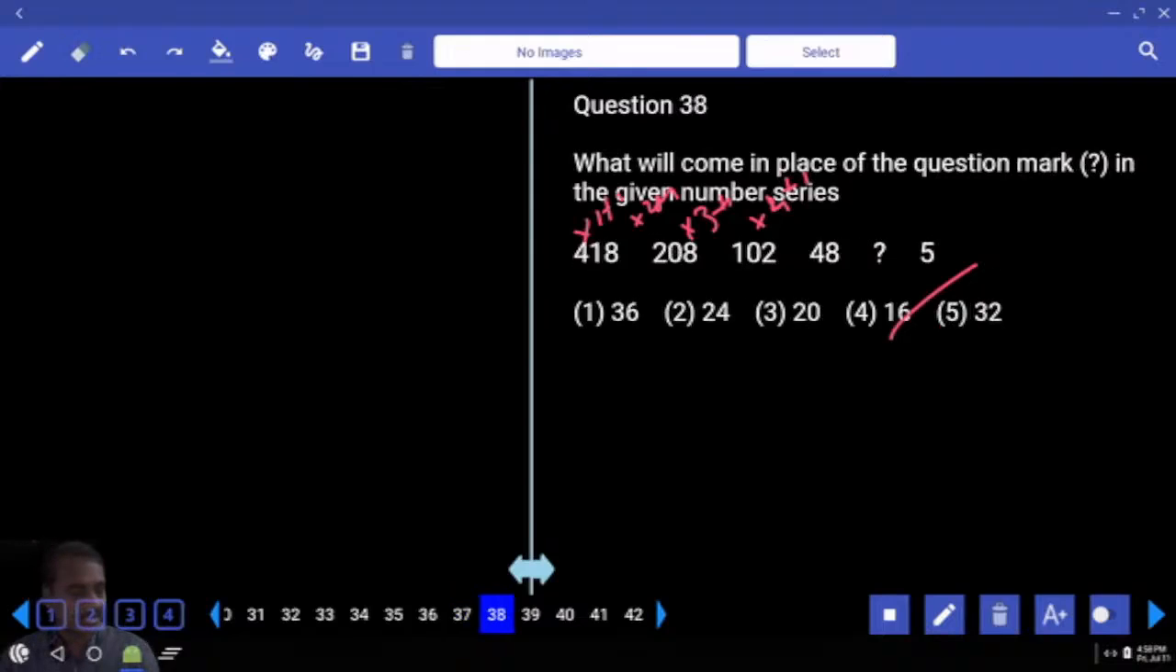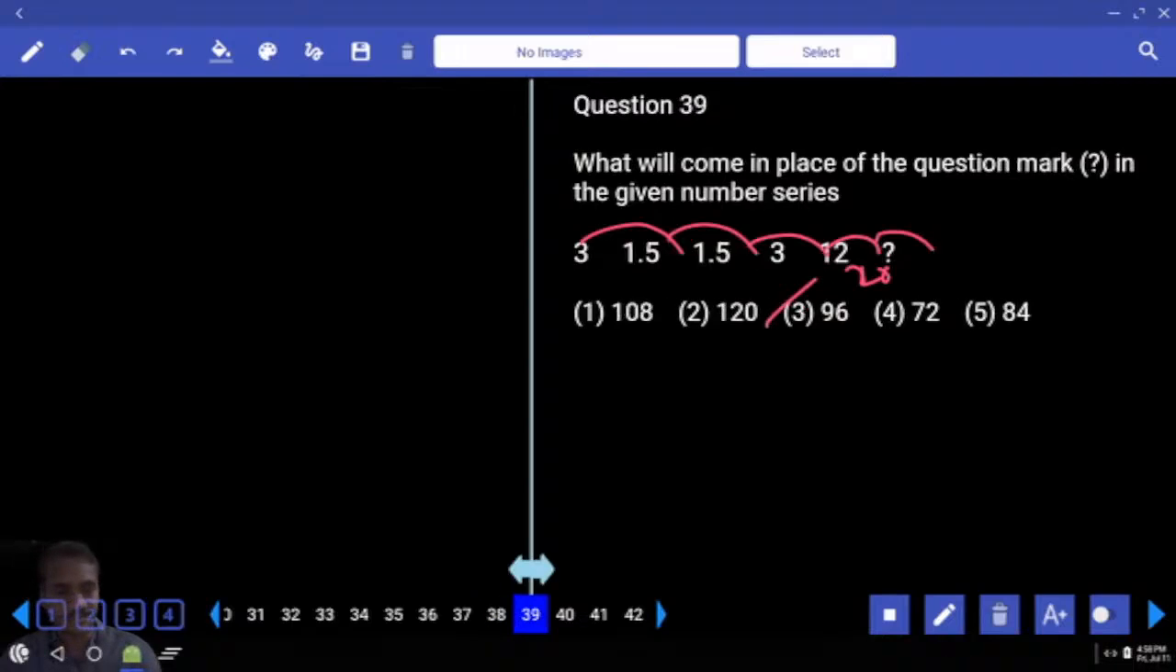Then 38. Now in this 38, the numbers are in decreasing order. You need to start in reverse. Into 2 plus 2. Into 2 plus 4. Into 2 plus 6. Into 2 plus 8. Into 2 plus 10. 20, that is the choice.